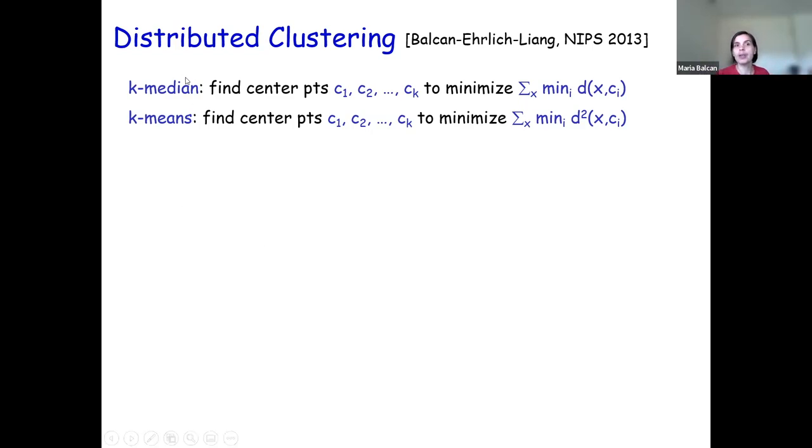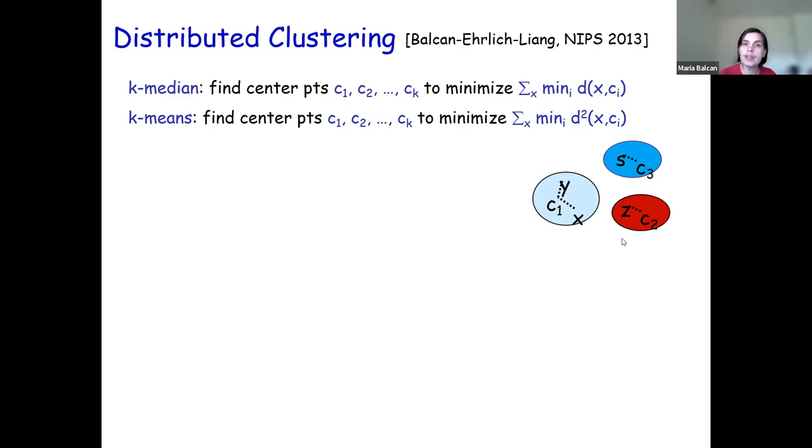So for example, in the k-median clustering objective, we have as input a set of points, and we're trying to find a partition of the set of points, like in this picture here, and a center for each part of the partition in order to minimize the sum over all points of the distance to the nearest center. Okay, and there are also the k-means objective and so on. So this is objective-based clustering.